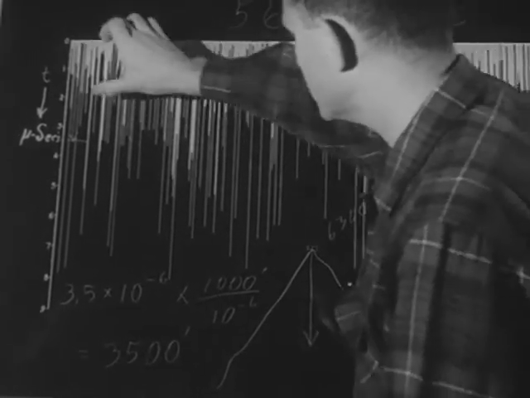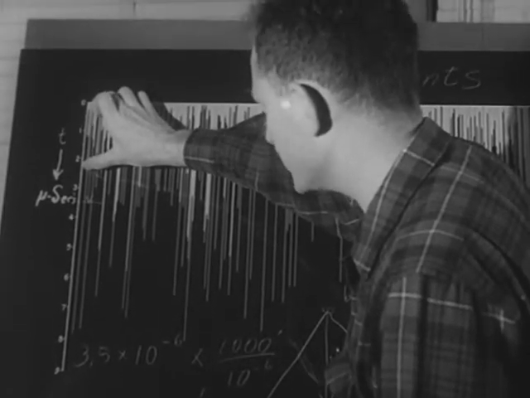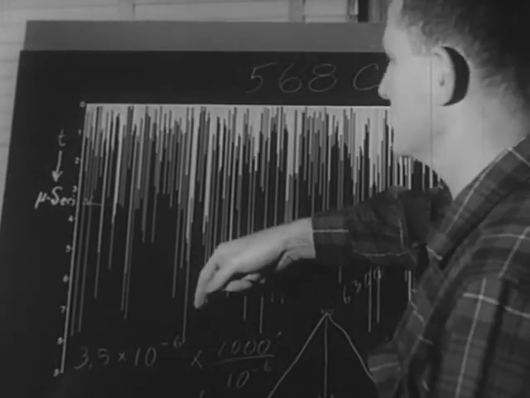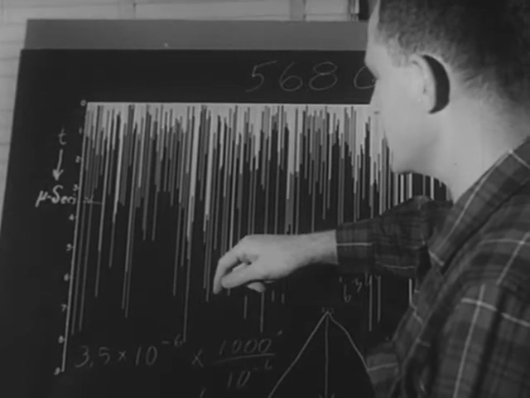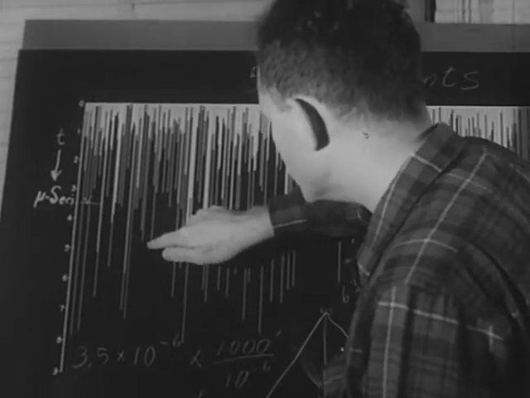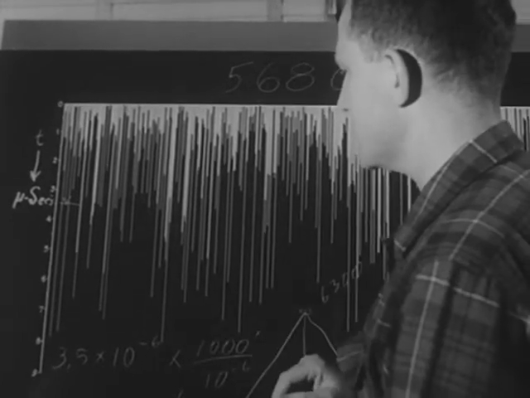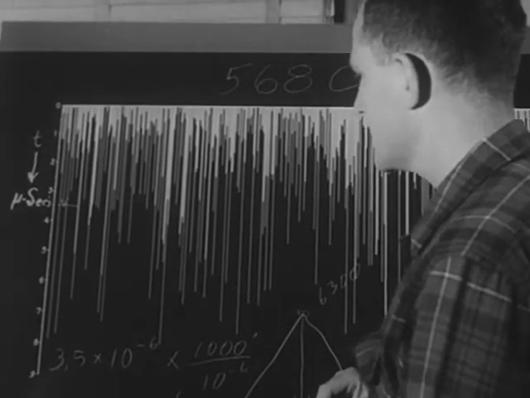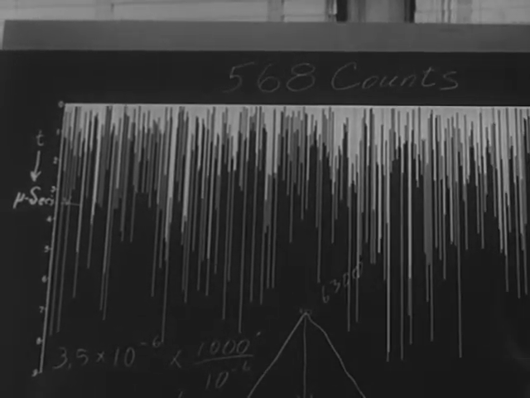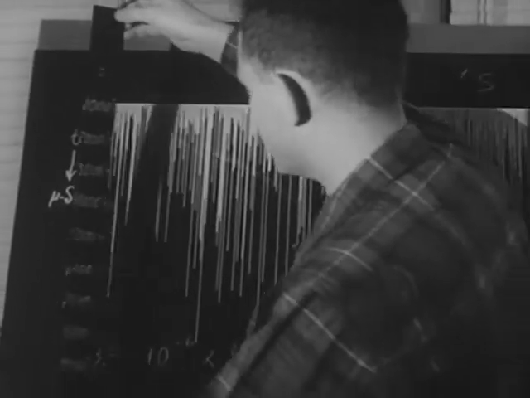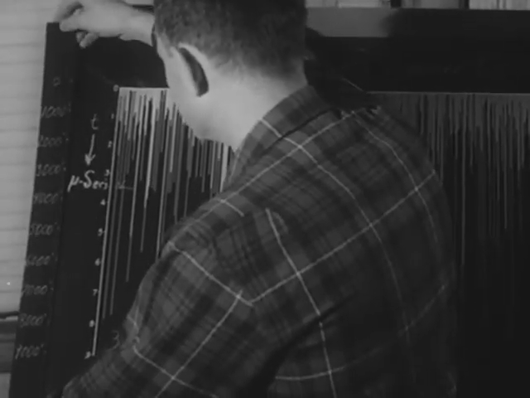Now this one, which lasted only 2.4 microseconds, would have gone on only 2,400 feet before decaying. This one, which lasted nearly 5 microseconds, would have gone on nearly 5,000 feet. I might, in fact, simply relabel this axis over here in thousands of feet.